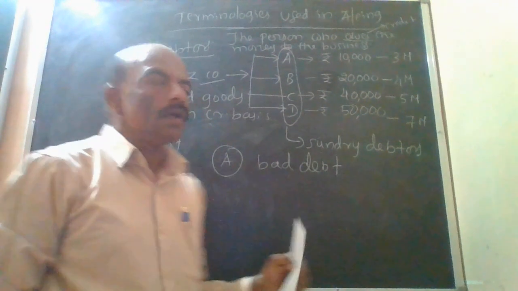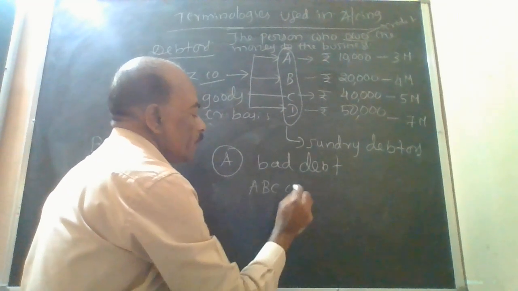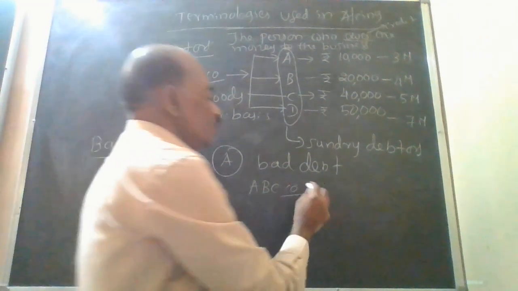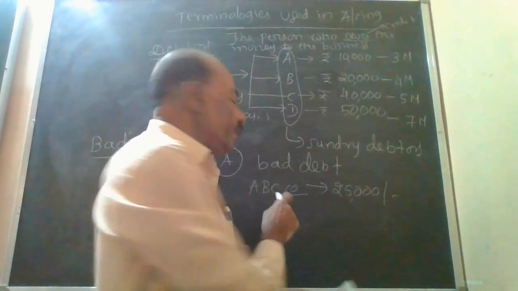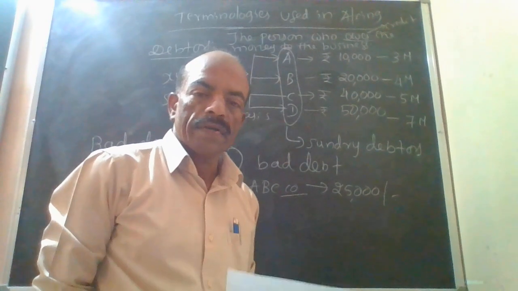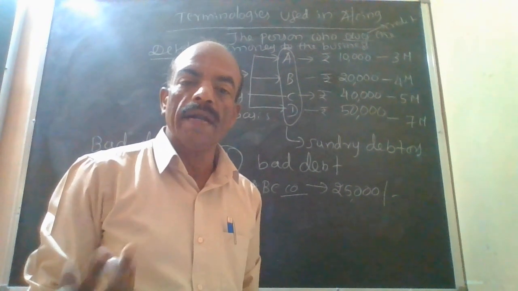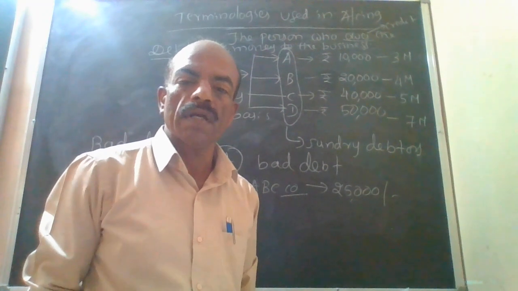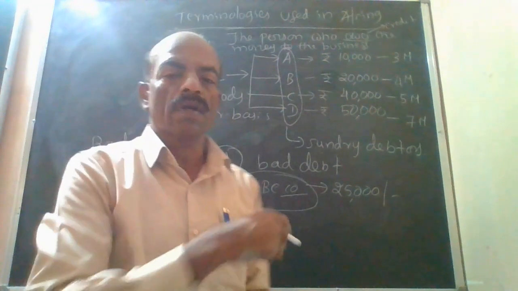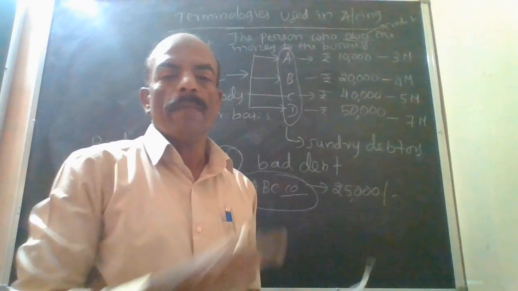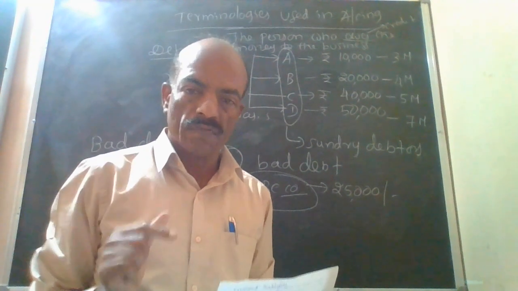Another example: ours is the XYZ company, and we sold goods worth rupees 25,000 to ABC company. But ABC company has become insolvent. Insolvent means they are not able to pay the debt or loan. At that time also, ABC company becomes a bad debt. Bad debt is a debt which cannot be recovered. Bad debt is a loss for the company.